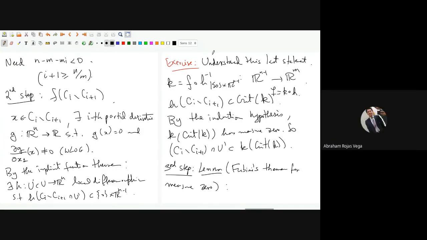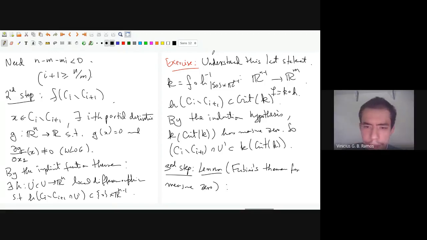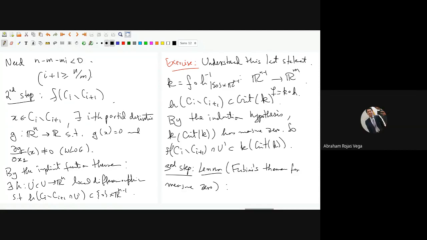Yeah. I think in the last line you need to consider f of Ci minus Ci plus one intersection u prime. Oh, sorry. Yeah, you're right. Okay, and also I have another question. You have proved this considering u prime, but what happened outside this set?